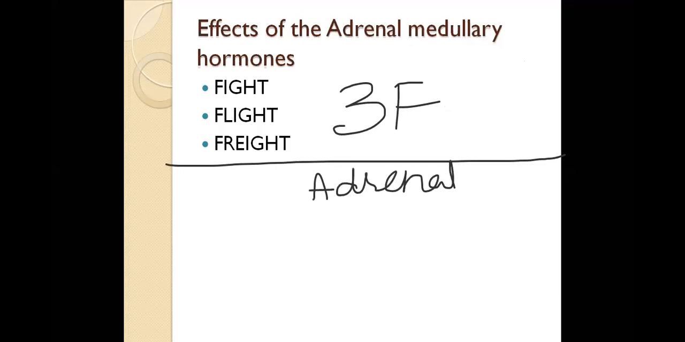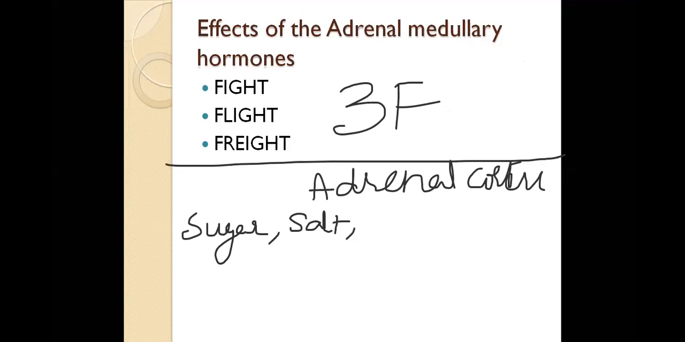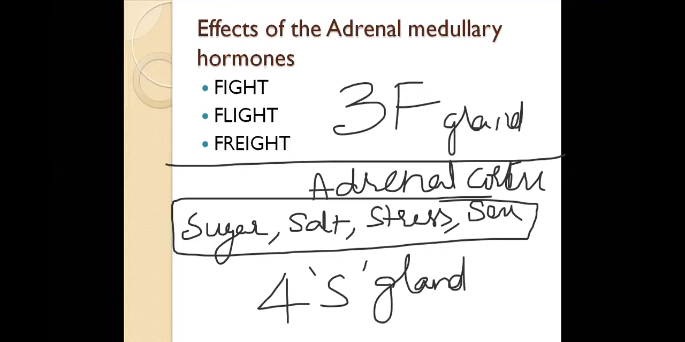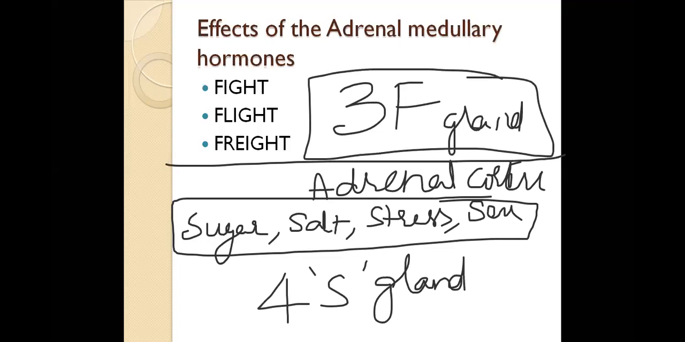But before we go inside, let's make some comparison. Adrenal cortex: glucocorticoids, cortisol, is there in carbohydrate metabolism, that we say sugar. Aldosterone is there in salt metabolism. Cortisol also participates in the stress mechanism. Sugar, salt, stress. And we know the sex corticoids release androgens and estrogens. So looking at the four events, what can you say about the adrenal cortex? 4S gland. The adrenal cortex is called the 4S gland. The adrenal medulla is called the 3F gland. Okay, so that we remembered: 4S gland and 3F gland, cortex and medulla.